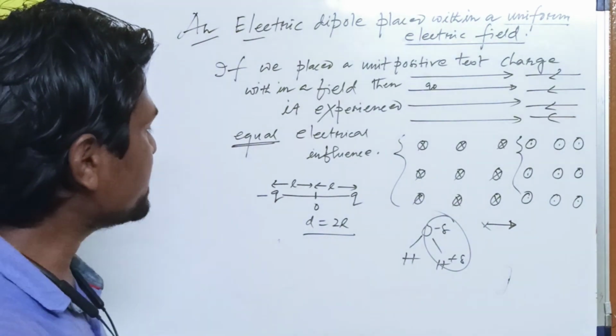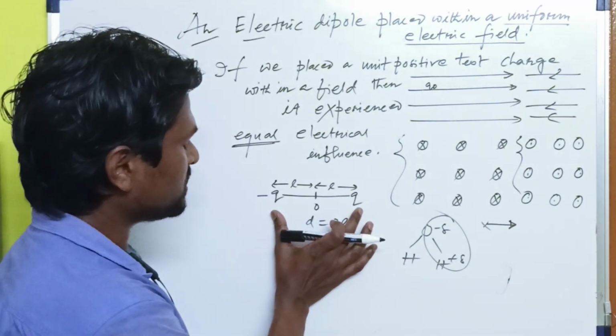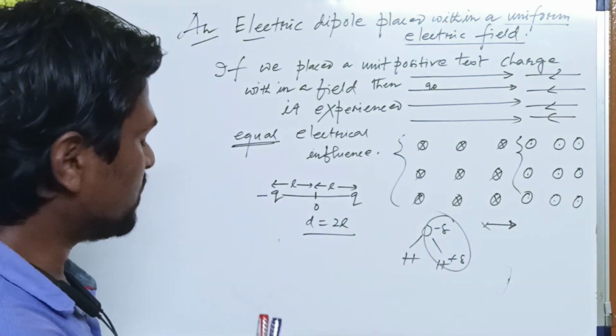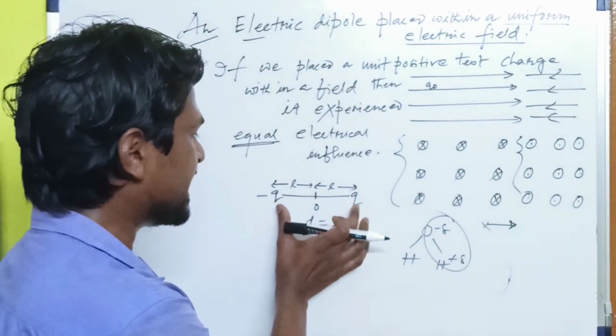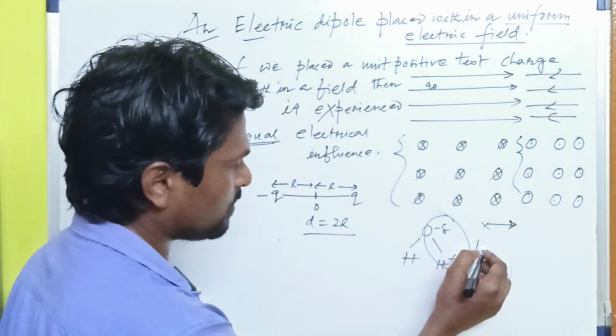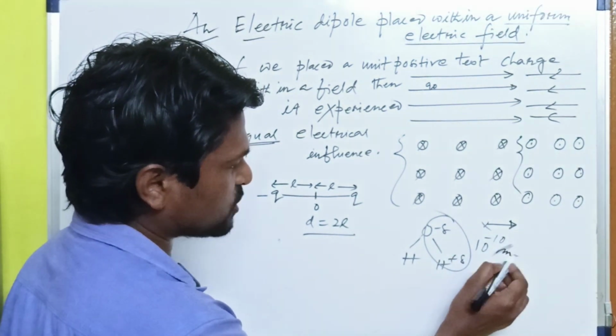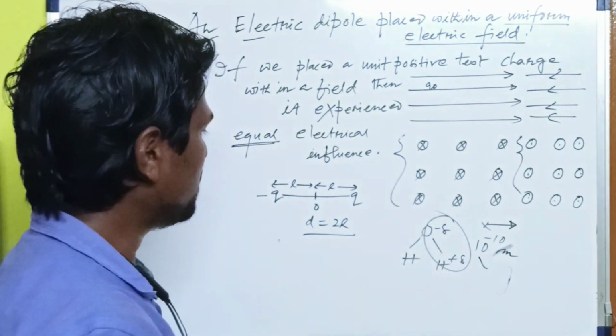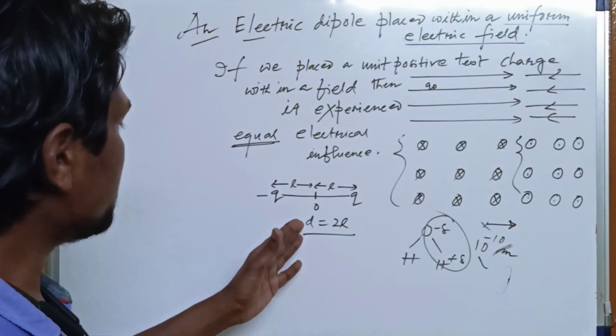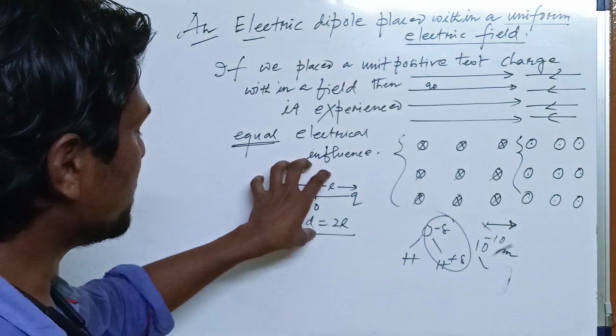So what is an electric dipole? If two equal and opposite charges are separated by a very small, negligible distance, of the order of 10 to the power minus 10 meter, that is the angstrom level, 1 angstrom equals this meter, then we can say that this is an electric dipole.